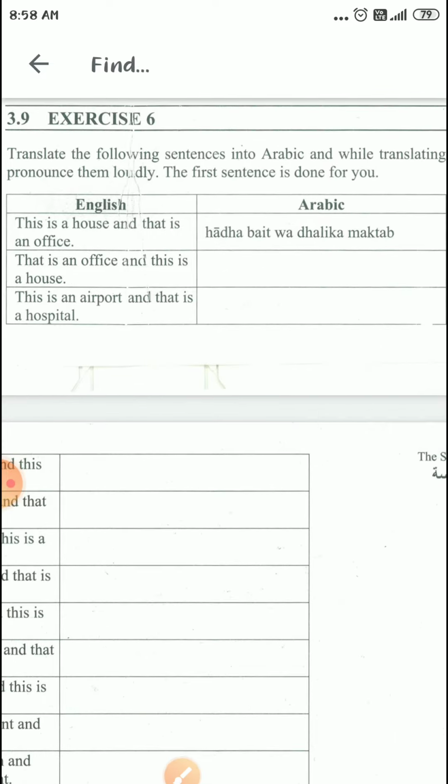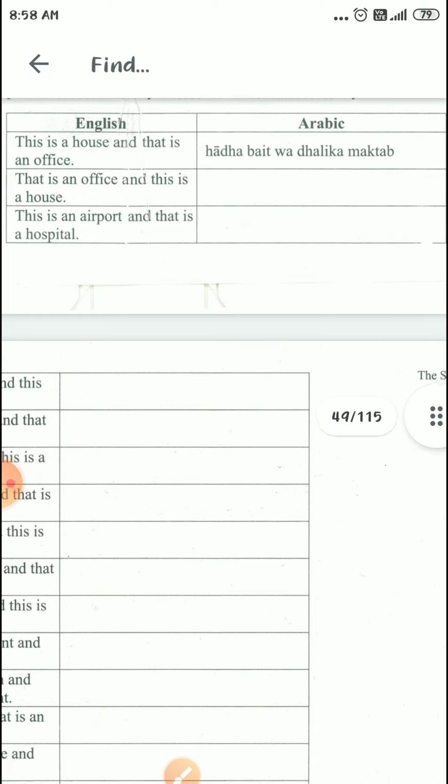In this exercise also, we have learned 11 sentences based on the structure of that is, tilka. There is one more exercise. In this exercise, we have to translate English sentences into Arabic, and we have to say these Arabic translations loudly. This is a house. هذا بيت.